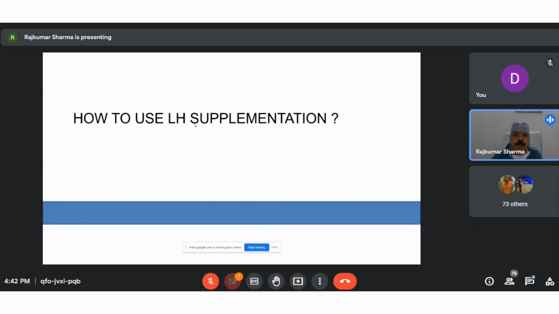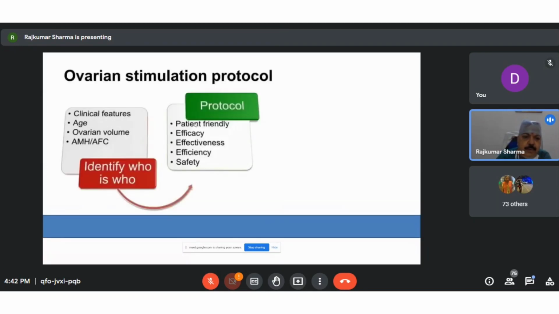Now, how to use LH supplementation? In our center, we try to understand which category the patient belongs to based on the clinical features: age, ovarian volume, AMH and AFC count. And based upon that, we decide the protocol for the patient.